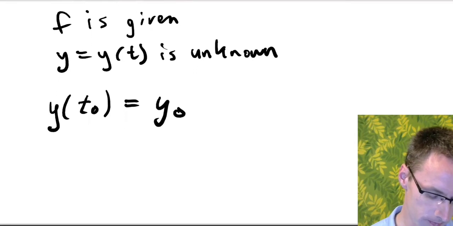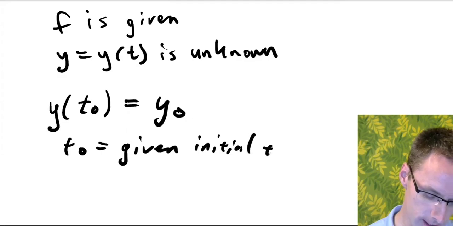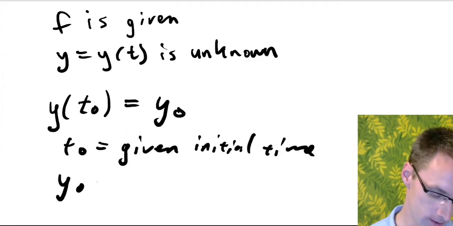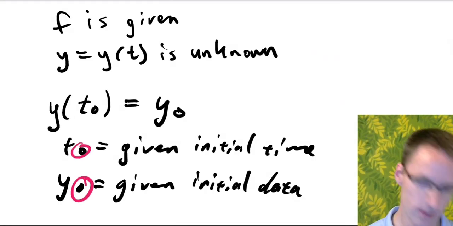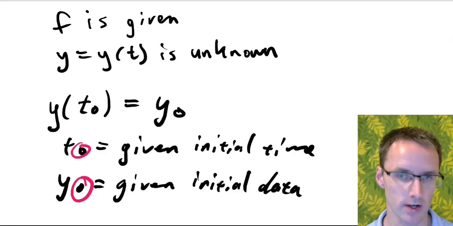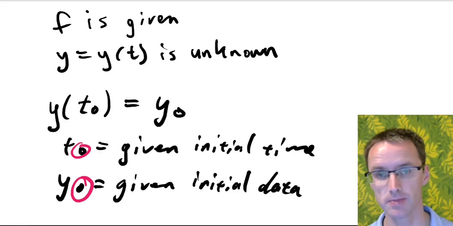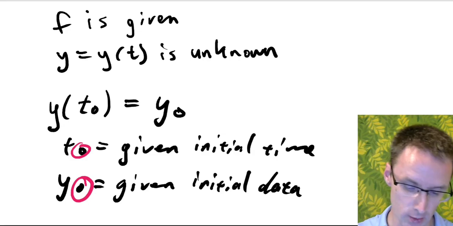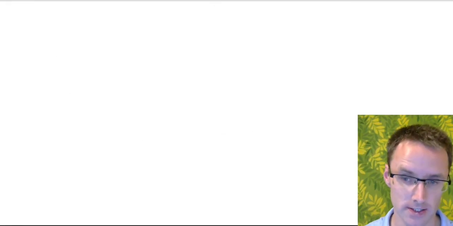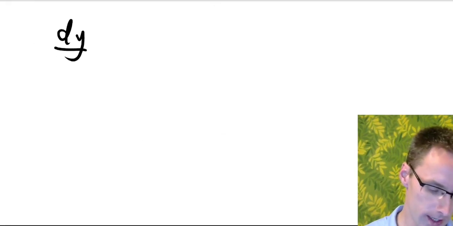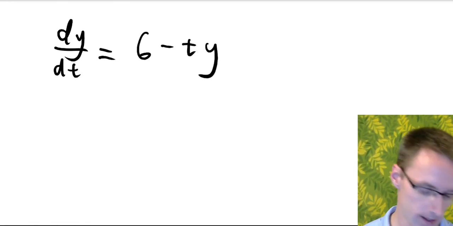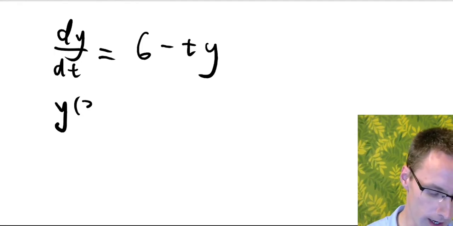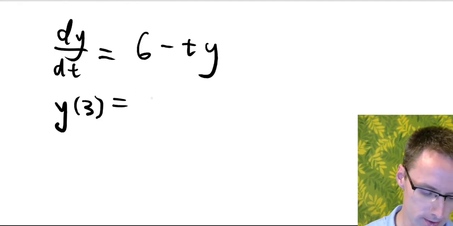So here, t0 is a given initial time, y0 is a given initial data. Now, these subscripts don't necessarily mean that we're starting at 0. They just mean sort of the starting place, the 0th place where we start. Let's look at an example. We might have something like dy/dt equals 6 minus t times y, and some initial data like y of 3 is equal to 2.